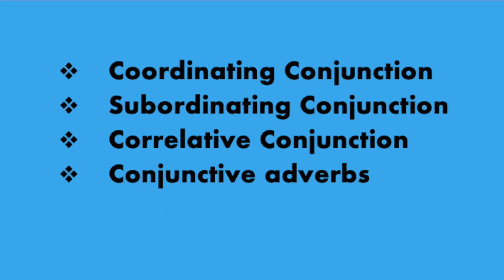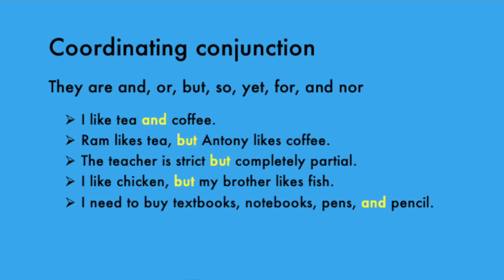Okay, now let's talk about the types of conjunctions. There are 4 types of conjunctions in English. They are coordinating conjunctions, subordinating conjunctions, correlative conjunctions, and conjunctive adverbs. Let's start with coordinating conjunctions. They are the common conjunctions in English. They are and, or, but, so, yet, for, and nor.